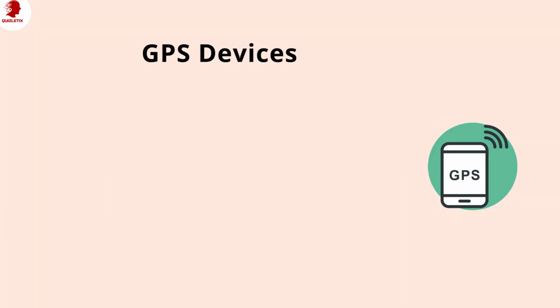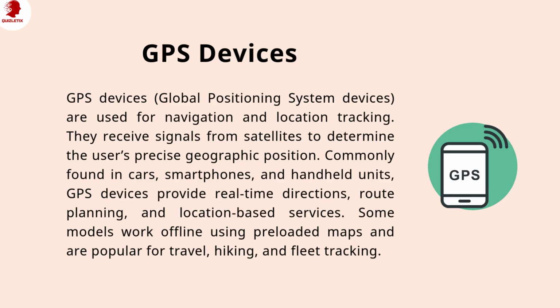GPS devices. GPS devices, or global positioning system devices, are used for navigation and location tracking. They receive signals from satellites to determine the user's precise geographic position. Commonly found in cars, smartphones, and handheld units, GPS devices provide real-time directions, route planning, and location-based services. Some models work offline using preloaded maps and are popular for travel, hiking, and fleet tracking.